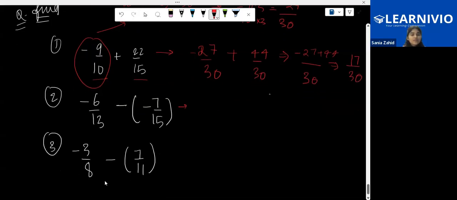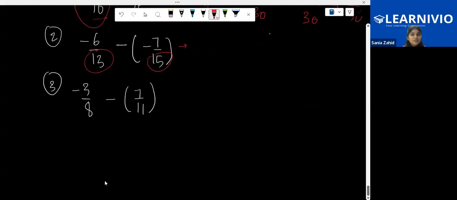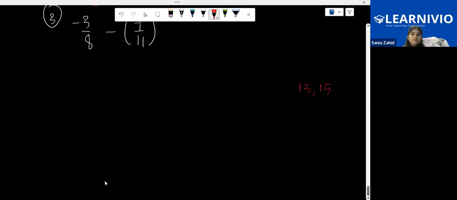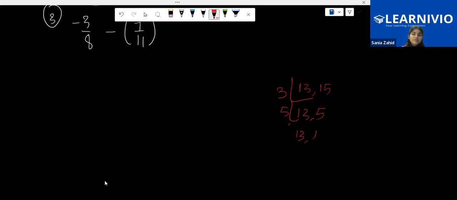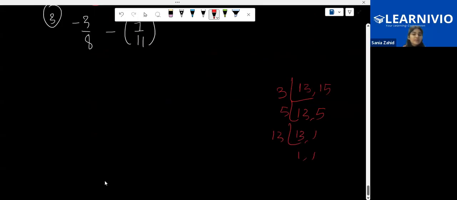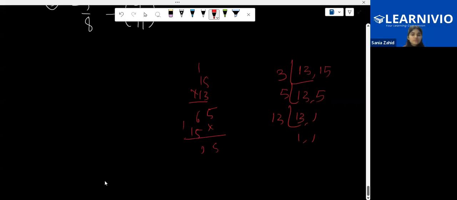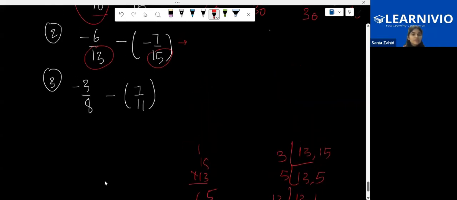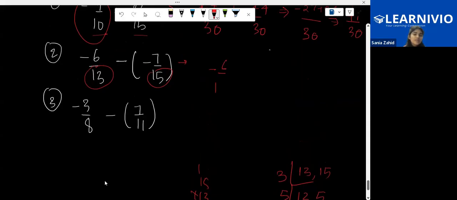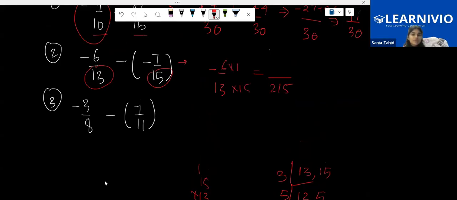So the second one is, what is the LCM of 13 and 15? You find the LCM first. So 3 into 5 is 15. 5 into 1 is 5 and 13 into 1 is 13. So basically multiply 15 into 13 only. You get 195. So 195 is the LCM. So first you convert minus 6 by 13 so that you get 195. So you multiply by 15. Here also you multiply by 15. You get minus 90 by 195.